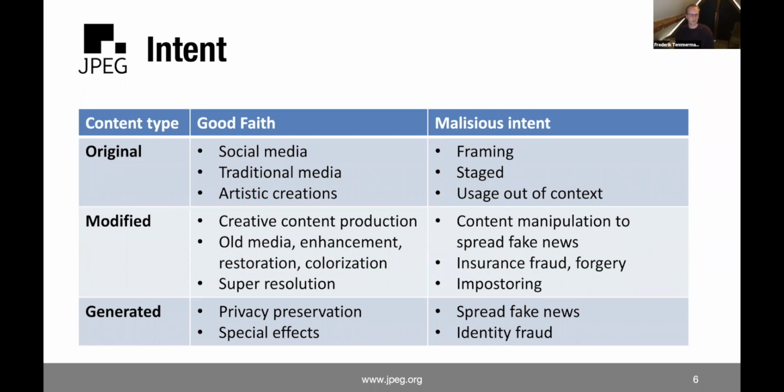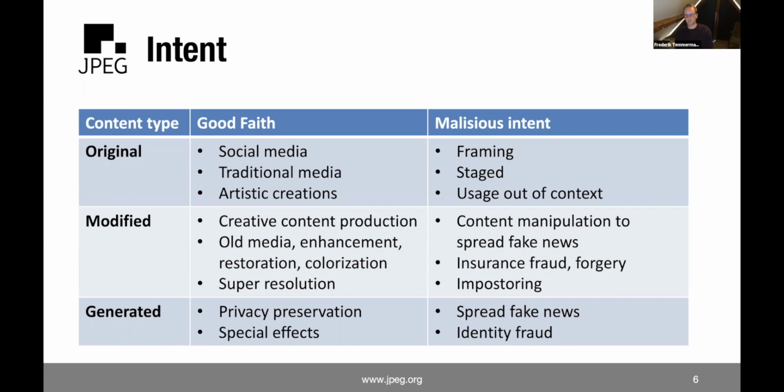Then with the modified content, this can be used for creative content production. I think For All Mankind is a TV show which uses a lot of deep fakes to tell a storyline in an alternate history. But there's also algorithms to restore old media or to enhance it, to colorize black and white images, or to increase the resolution, for example. So there's a lot of use cases with good faith where modified content, including deep fakes, are used.